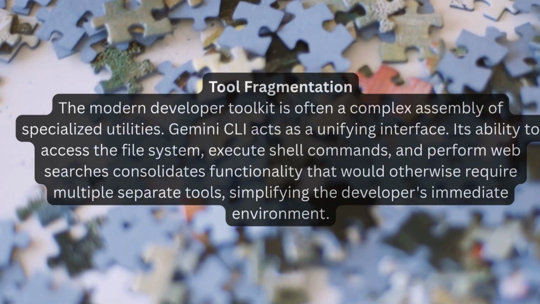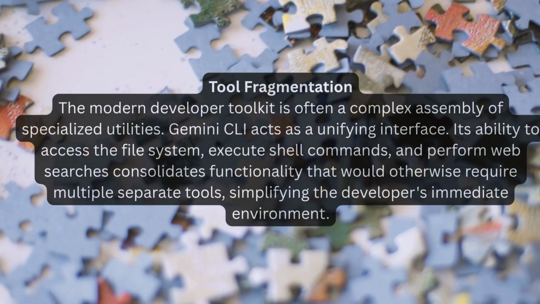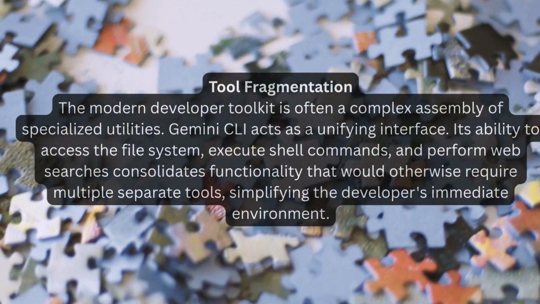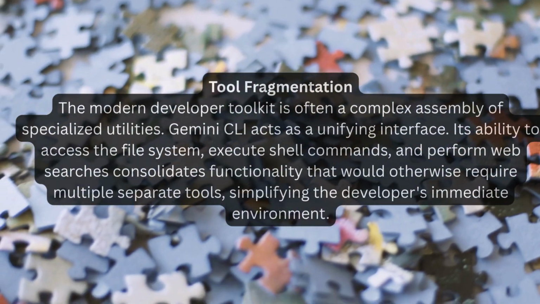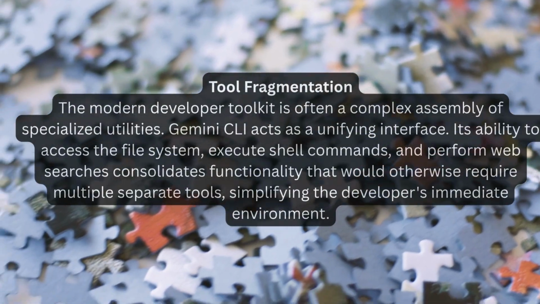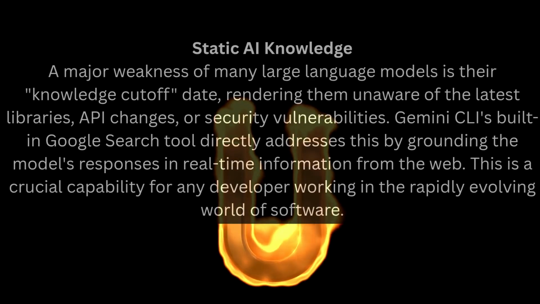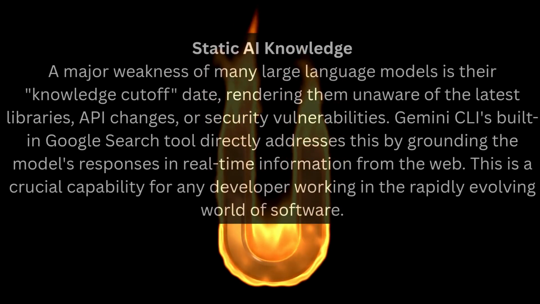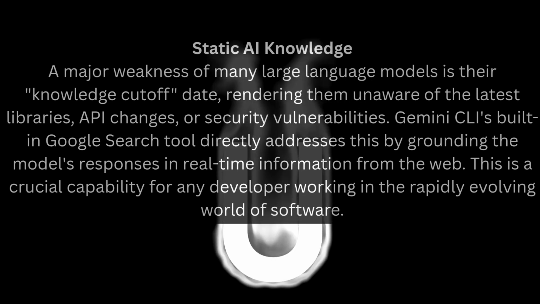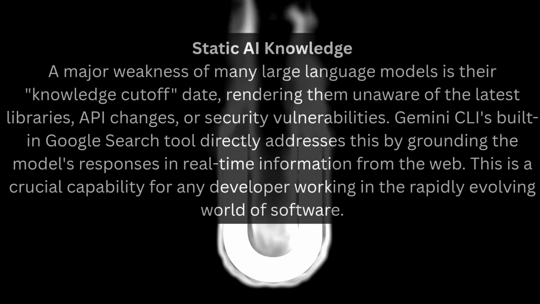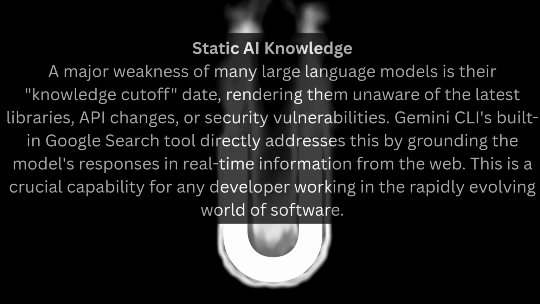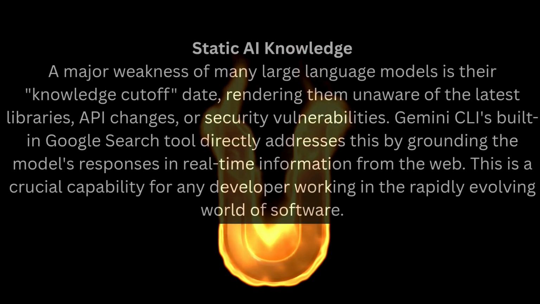Third is tool fragmentation. Developers juggle so many different tools. Gemini CLI is positioned as a potential unifier, a single interface to do things that might currently need 3 or 4 separate applications. And finally, there's the issue of static AI knowledge. LLMs often have a knowledge cutoff date. Gemini CLI integrates Google Search directly. Oh, clever. So it can pull in real-time information to ground its answers, which is vital when you're dealing with the latest libraries or APIs. That free tier does sound almost too good to be true.